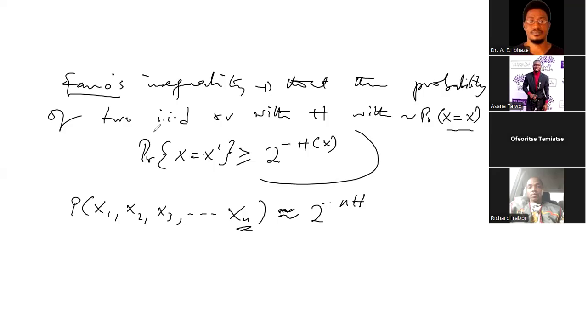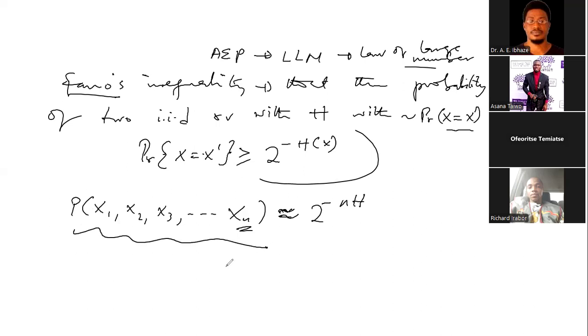So if we now have more than two, such that these random variables now form a very large sequence. Don't forget, we are still talking about the asymptotic equipartition property, and we said here the law of large numbers comes into play, because we are dealing with a large sequence. So we are not just dealing with two random variables. We are dealing with n random variables, and they are identically distributed.